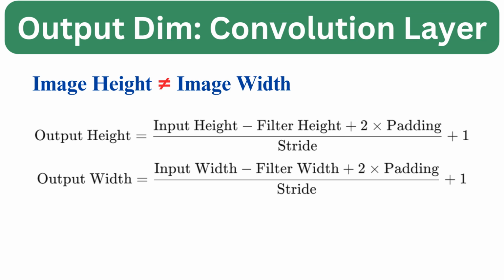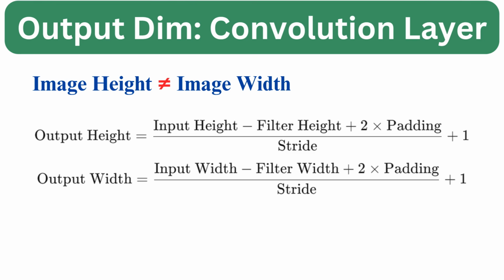Now let's come to the second example where we have an image whose height and width are not equal. So this is not a square image. So now we have two formulas, one for the height and one for the width. The formula is the same. The only thing is that we have made two formulas, one for the height of the image and one for the width of the image. So now the output height equals input height minus the filter height. Why have we written the filter height here? There is a possibility the filter is also not in square shape. So input height minus the filter height plus 2 times padding, divided by stride, plus 1.